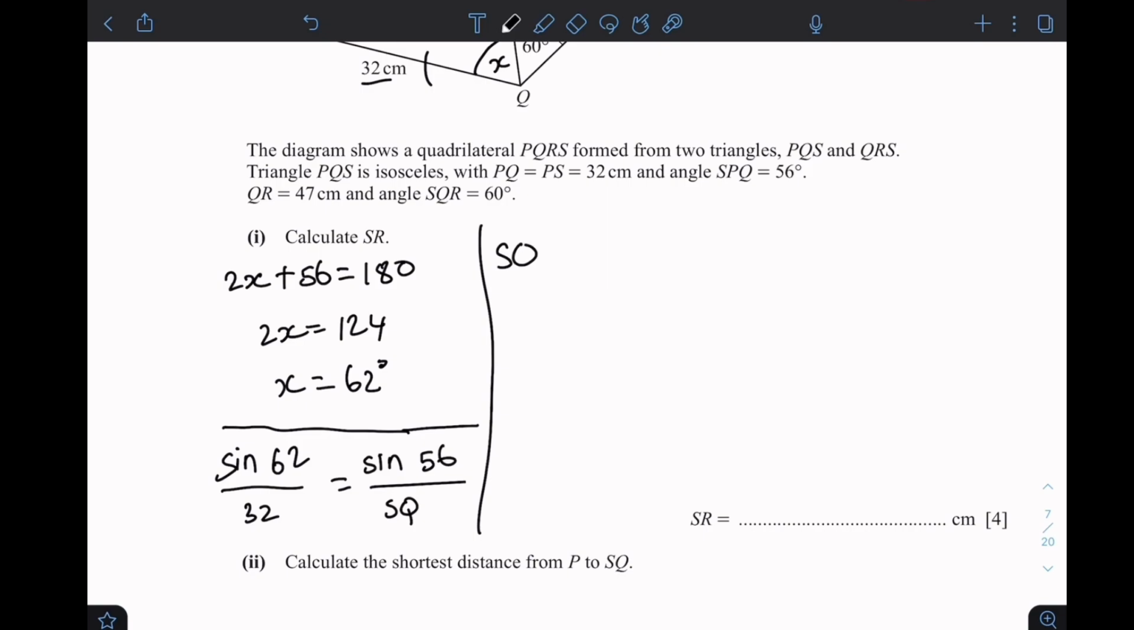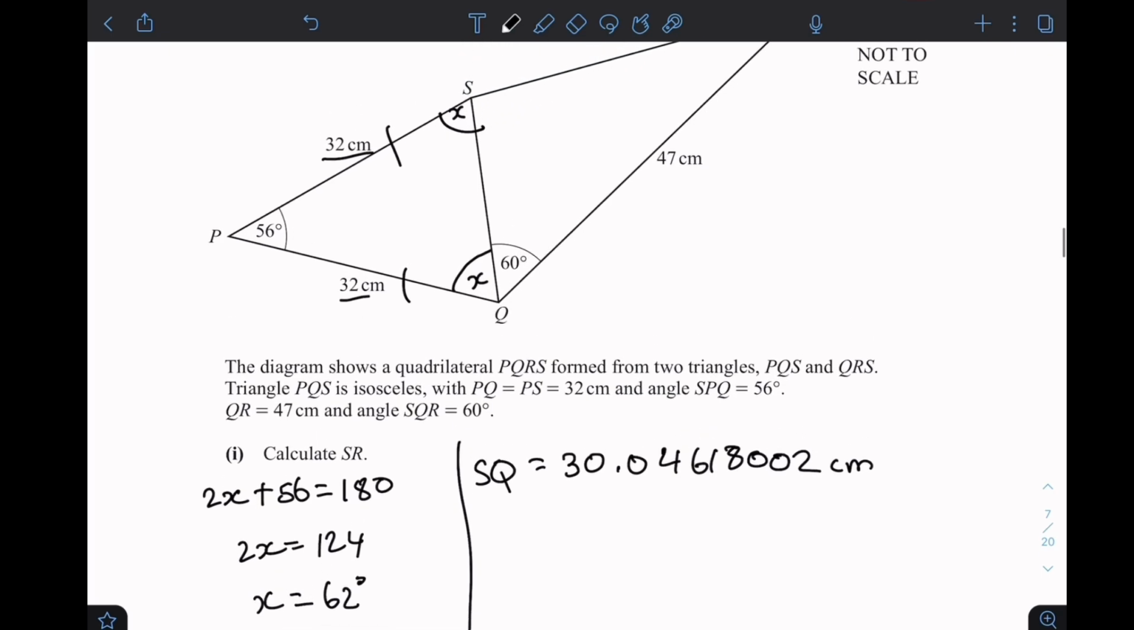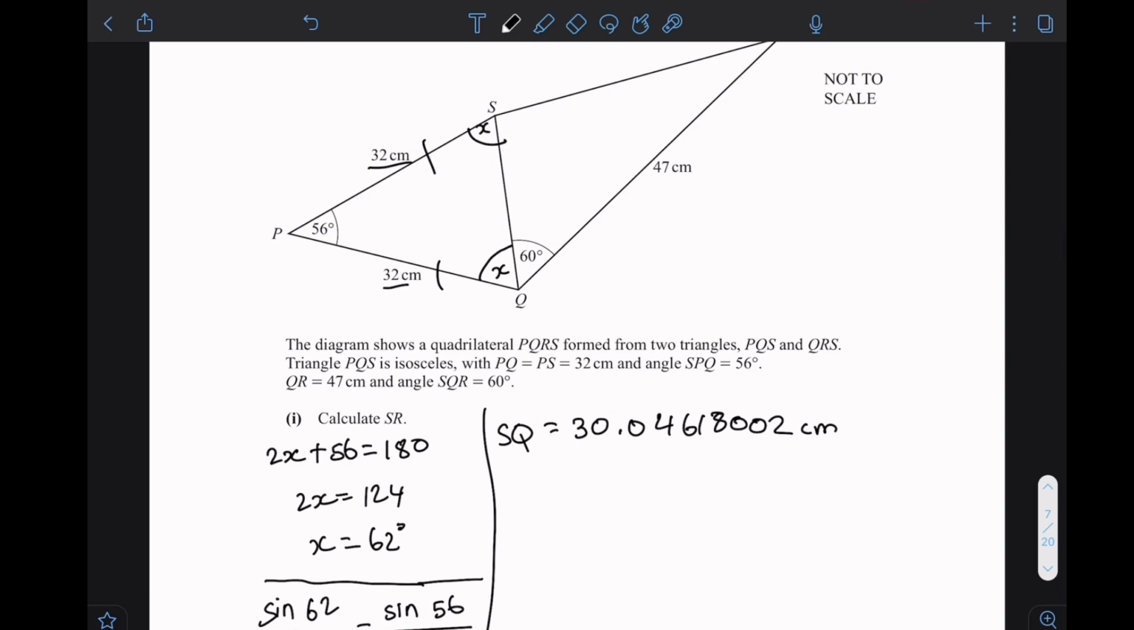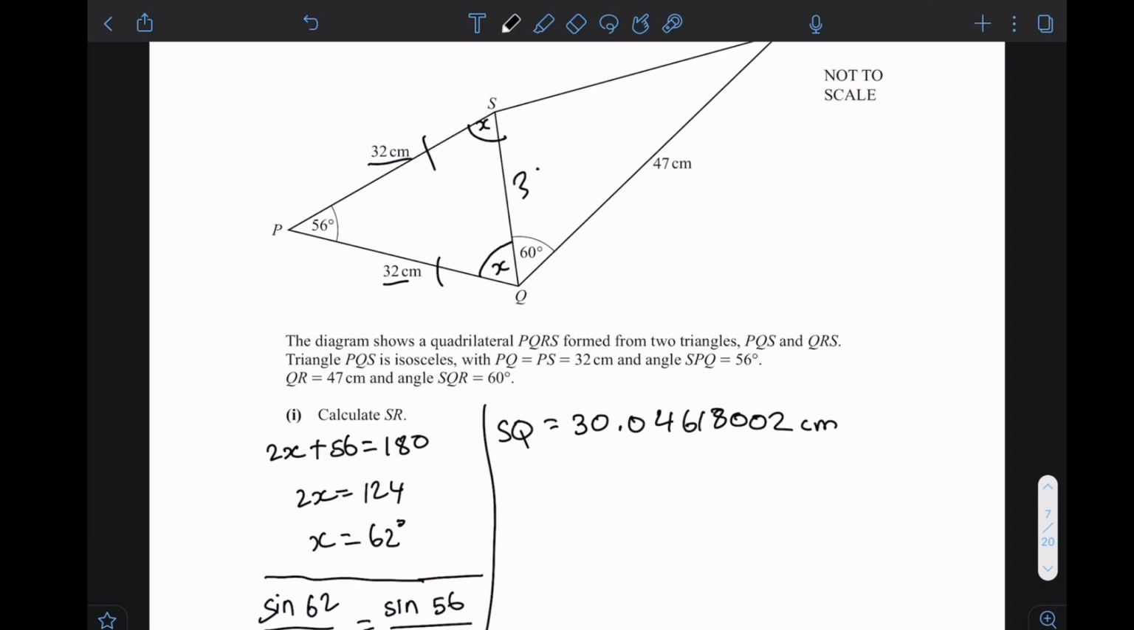Once doing that, you should get SQ is equal to sine 56 and so on, which comes to about 30.04618 centimeters. So we figured out this is approximately 30.